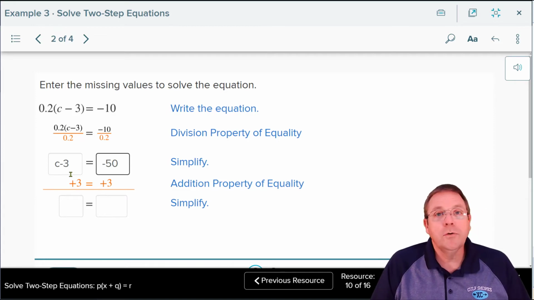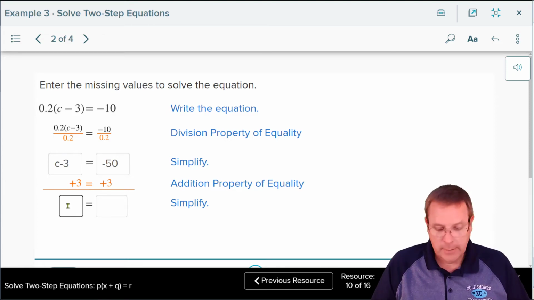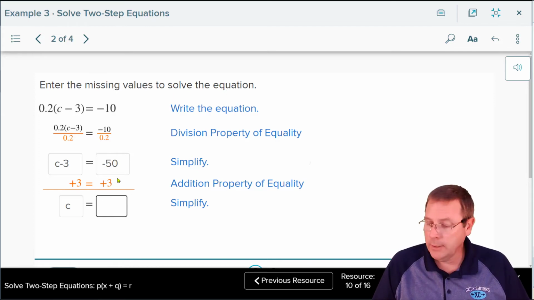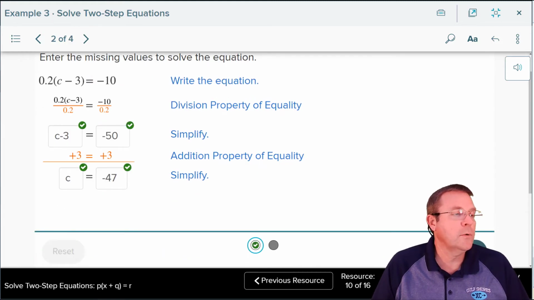Now we're going to undo addition and subtraction. Subtracting 3 on both sides zeros it out on the left, and that's just going to leave c on the left-hand side. And on the right-hand side, negative 50 plus 3, signs are different. Find the difference with the sign in front of the larger number going in front of your answer, giving you a negative 47 for your final answer.